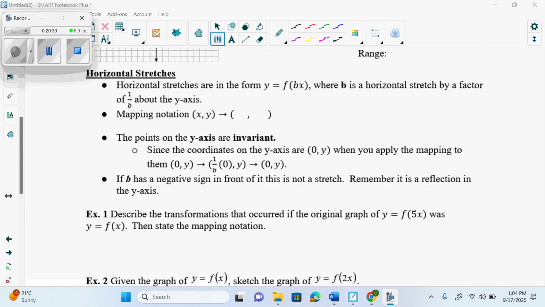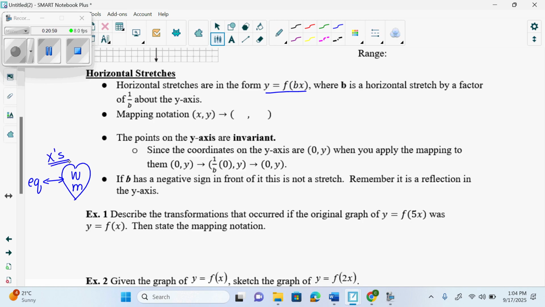Okay. Horizontal is x's, right? X's be crazy. Yes? So we are going to talk about this as an equation. Okay, do you see that? So we're going to go from equation to words and mapping. And so we're talking about x's now, and x's be crazy.